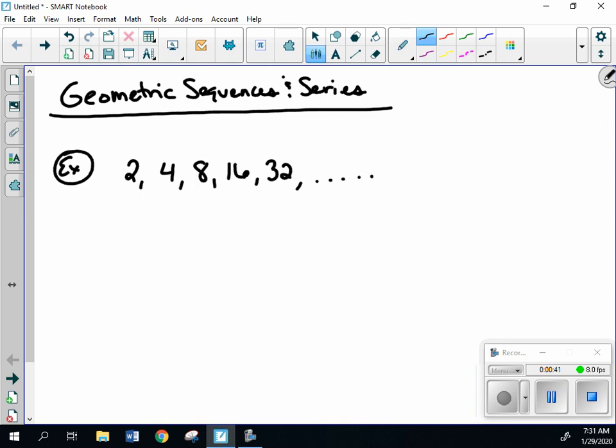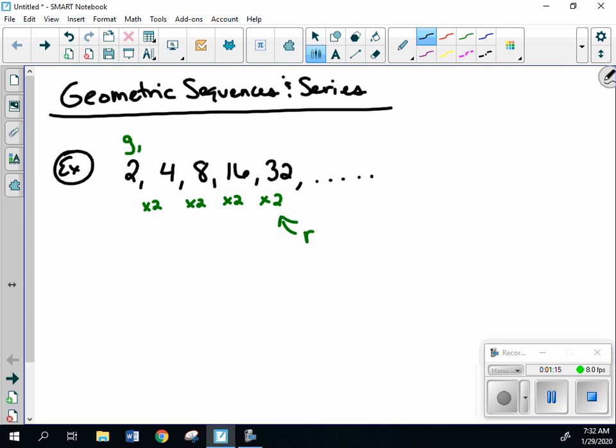So looking at this, I've got 2, 4, 8, 16, 32. Each time you can see here that we are multiplying by 2. That multiplication by 2 would be my r. My a1 term, or g1 I should say, would be the 2 because that's my first term in this sequence. So just to give you a base geometric sequence, you're multiplying by the same rate each time.